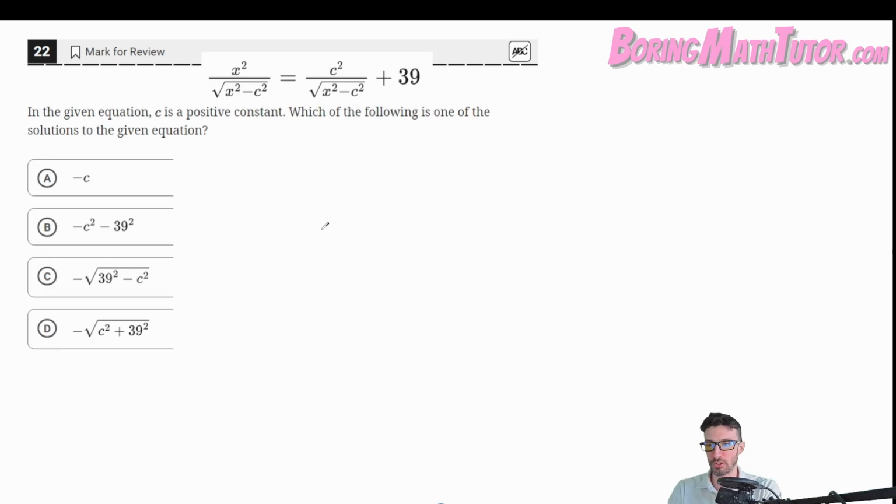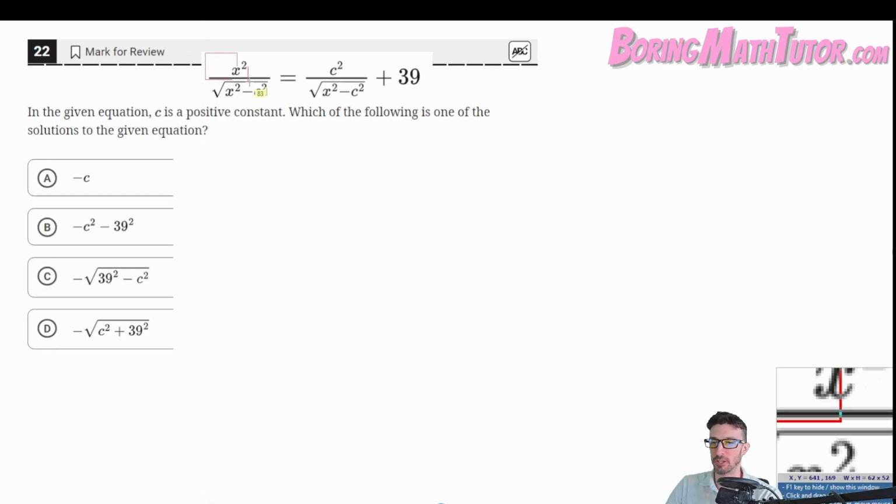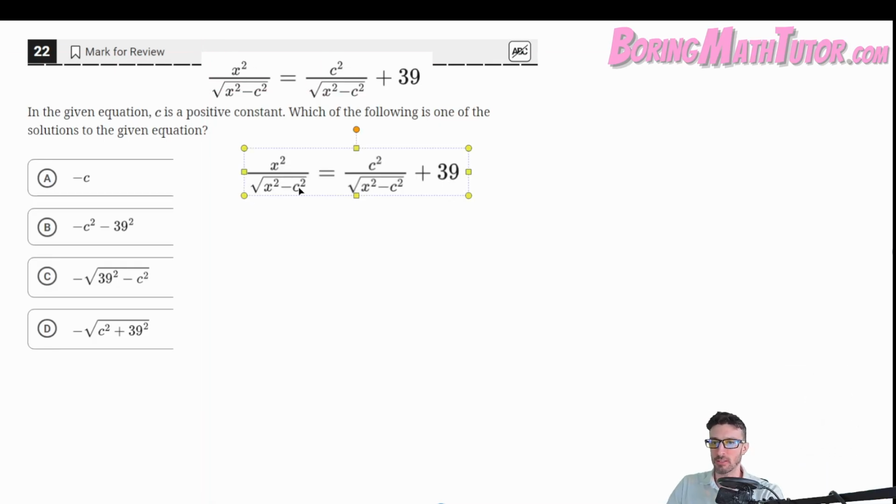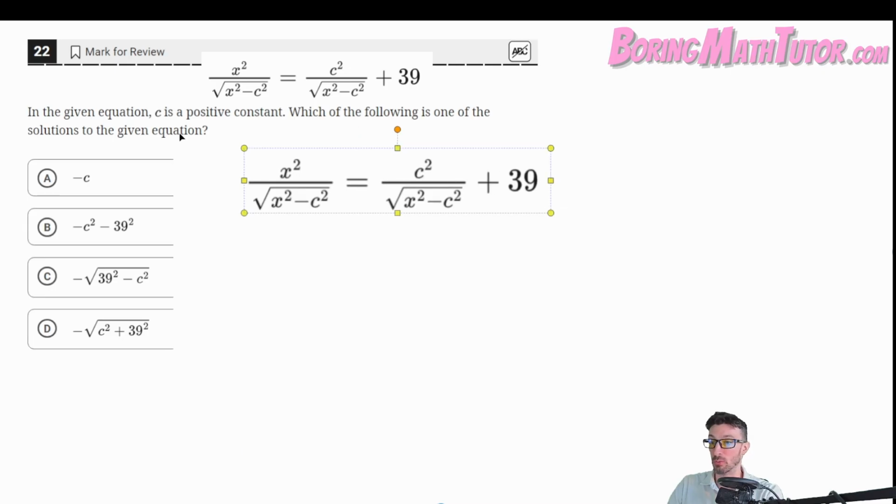Last one in the first section, let's get her done. They are asking us which of the following is one of the solutions to the given equation. It's like the first time I needed to think in this section. When they ask for a solution, then they mean that you're going to solve for x. Here's the thing though, x is showing up in so many different places, so trying to get x on its own is going to be a little tricky in this problem.